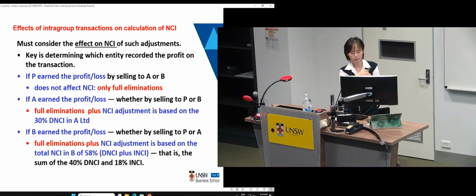But in addition to that, we need to adjust NCI in B. Now, NCI in B includes both DNCI and INCI, but you don't need to adjust that separately. So we adjust the total NCI in B, which is 58%. Your adjustment is based on the 58%. There's no need to record DNCI separately from INCI, so we use the same NCI accounts, and that includes both DNCI interest and INCI interest. Any questions, let me know.